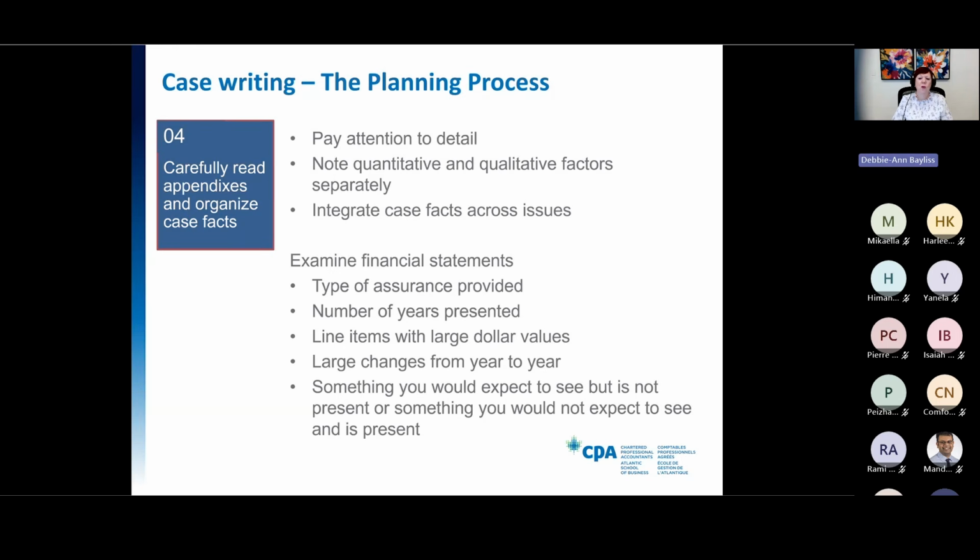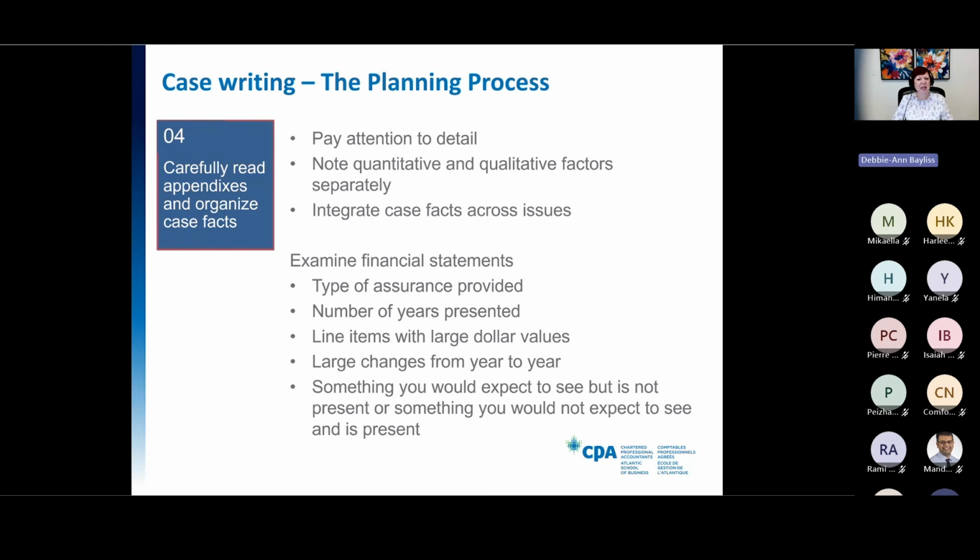Make sure that you note your quantitative and your qualitative factors separately. Don't think that in the appendices, the only important information is the quantitative information. There's very important qualitative information. You need to extract that and include it in your outline.